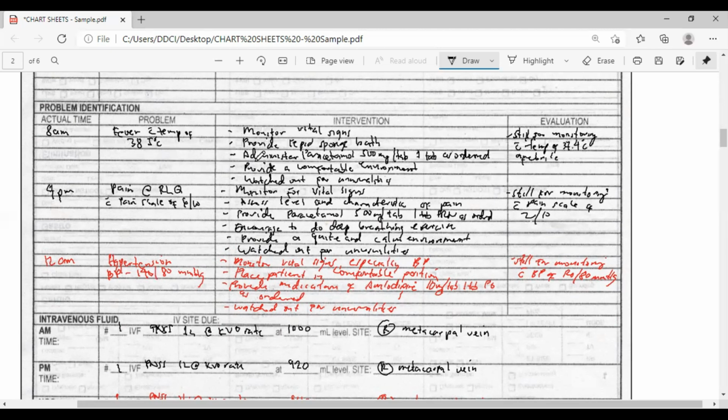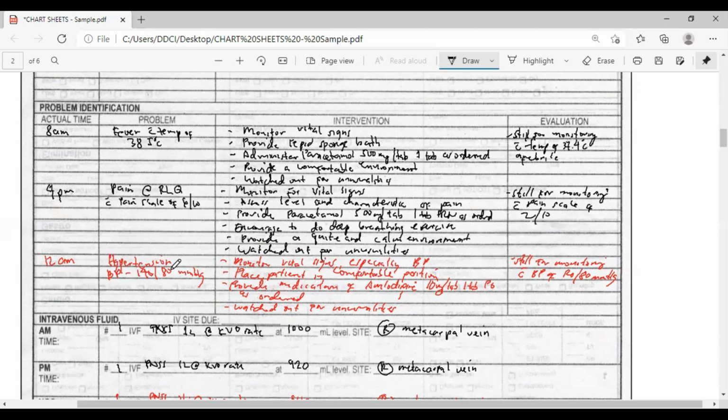And then after that, the PM shift. So we have here 4 p.m. pain rounds. So the afternoon nurse noted pain at the right lower quadrant with pain scale of 6/10. Okay, so interventions. You have your monitor for vital signs, assess level of pain and characteristic of pain, provide paracetamol 500 milligram tab 1 tab PRN as ordered, encourage to do the breathing exercise, provide a quiet and clean environment, calm environment, watch out for unusualities.